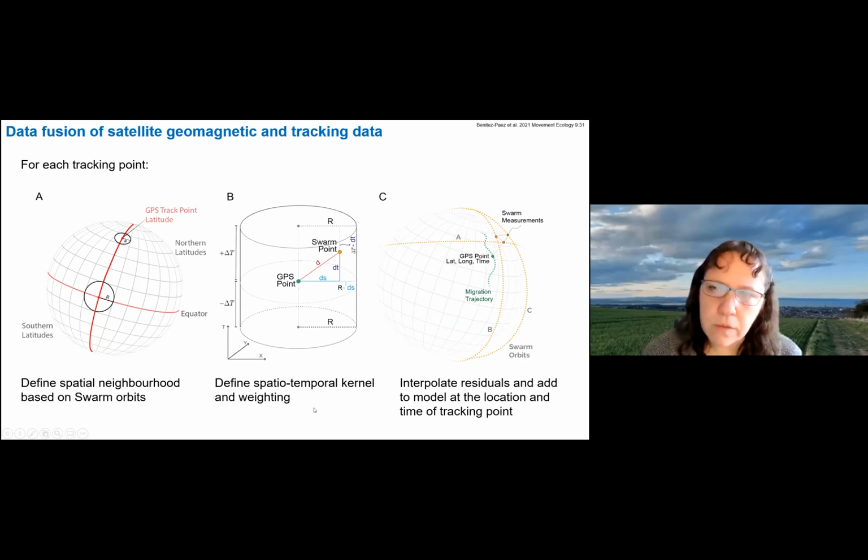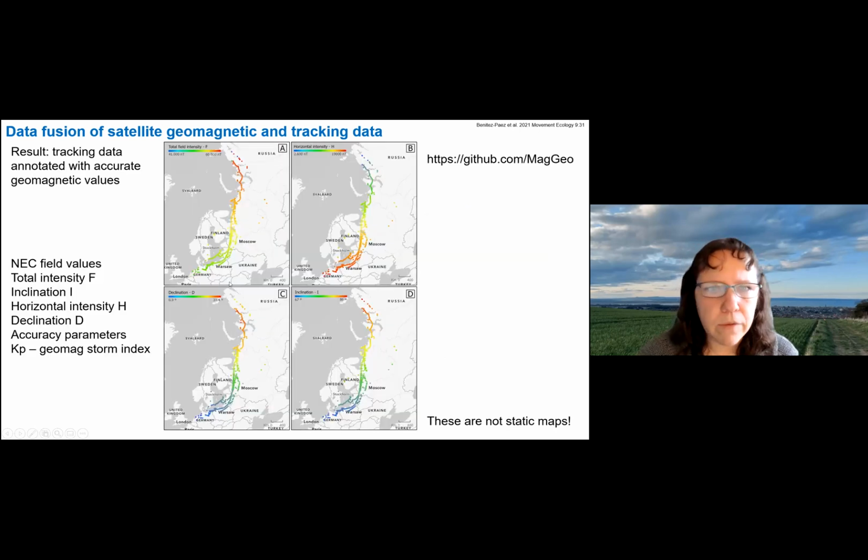And the space-time kernel is defined based on the orbits of the Swarm satellites. So we have a spatial circle within which we look for satellites. This is smaller towards the poles because Swarm satellites are in polar orbits, so you have more orbits nearby. And then we also have a temporal window, again based on Swarm orbits, and within this spatial-temporal kernel for the interpolation, we also define spatial-temporal distance for interpolation. So it's inverse distance weighting interpolation. And the result is then something like this. And so basically we have trajectories of birds. Here I have some geese who are going down from Siberia to Germany in an autumn migration.